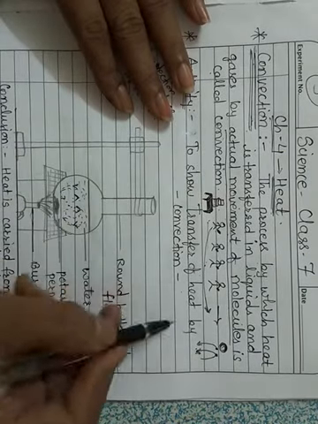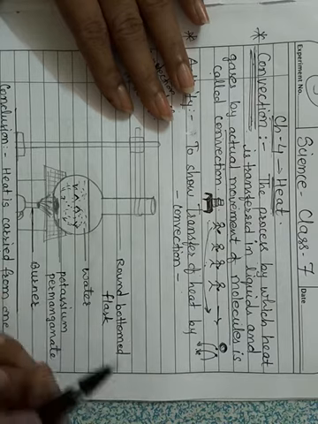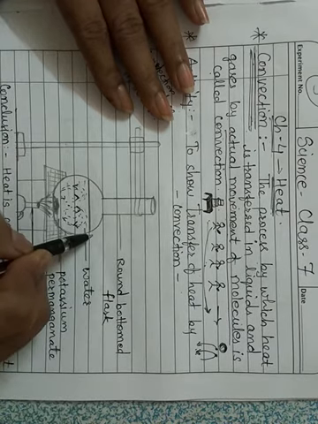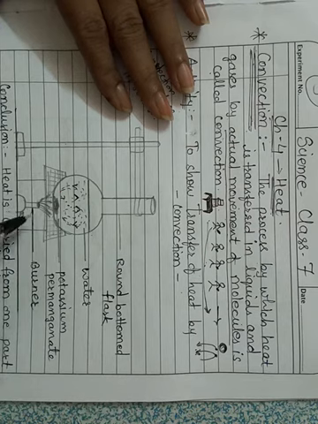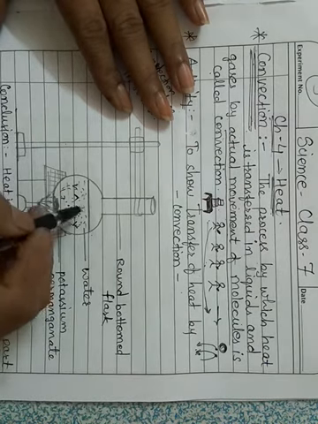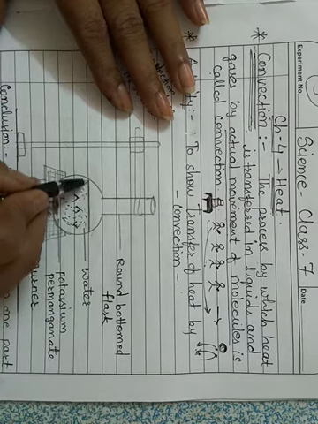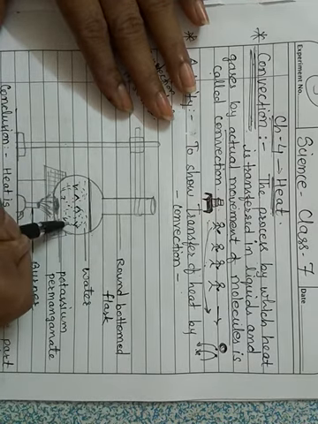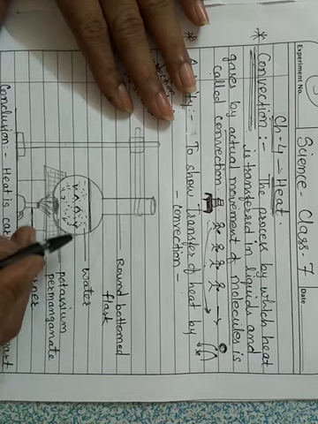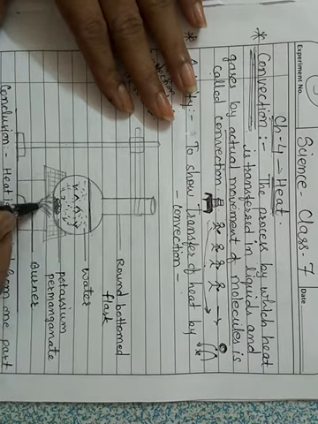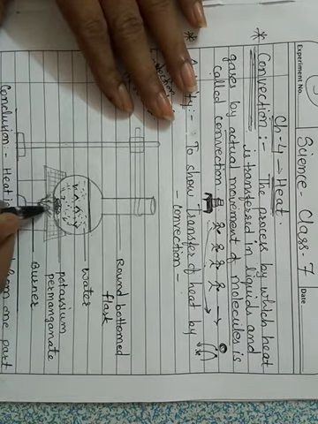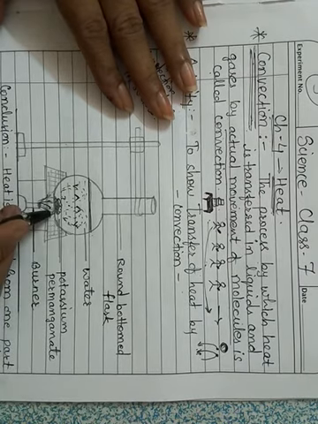Okay, so to explain this convection we have one activity, to show transfer of heat by convection. You will need a stand, a round bottom flask, potassium permanganate and a burner. Take the round bottom flask, fill it two-thirds with water, place the crystals of potassium permanganate at the bottom, and then heat the flask with the Bunsen burner flame.